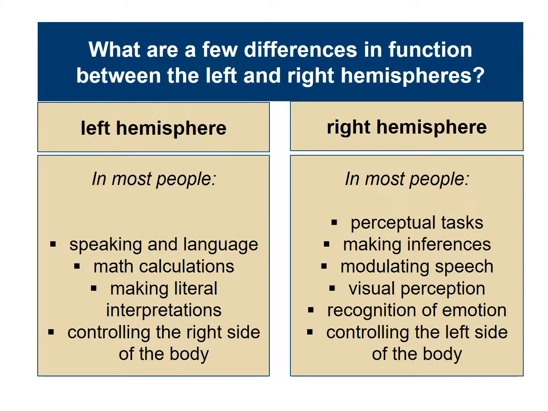So a few differences in function between the left and right hemispheres. Left hemisphere in most people: speaking and language, math calculations, making literal interpretations, controlling the right side of the body. The right hemisphere: perceptual tasks, making inferences, modulating speech, visual perception, recognition of emotion, controlling the left side of the body. So when we're talking about Broca's and Wernicke's areas, association areas, we are definitely speaking about the left hemisphere. And look at the right hemisphere with modulating speech.